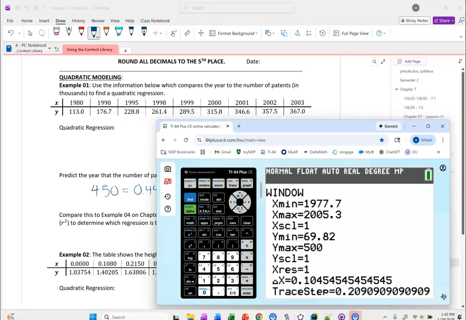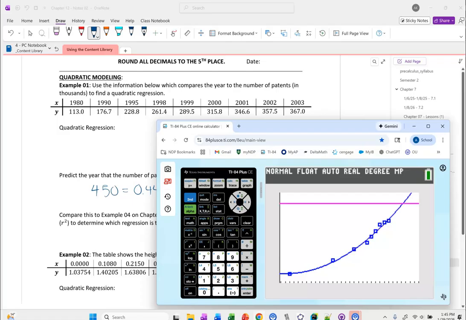It's at 2005. It looks like I'm pretty close to the intersection, so it doesn't really matter what I pick. 2010 should probably be sufficient. And then I'll press graph again to go back to the graph. There you go. Now I have the intersection. Everybody's okay?